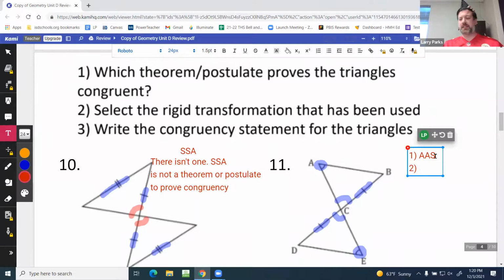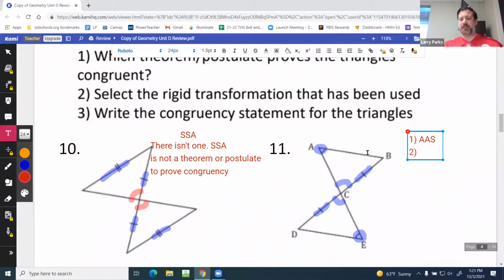Number two, select the rigid transformation that has been used. So imagine I took this triangle. Do I need to reflect it over? Do I need to rotate it? Do I need to just move it? So looking at this, it almost looks like a reflection. If it was a reflection, then this side would equal this side. So it's not a reflection, but if you take this ABC triangle and you just turn it, it would end up like this, okay? So we would call this a rotation. And the key word there is rigid motion. If they ask about rigid motion, they're asking, is this a translation, rotation, or reflection?